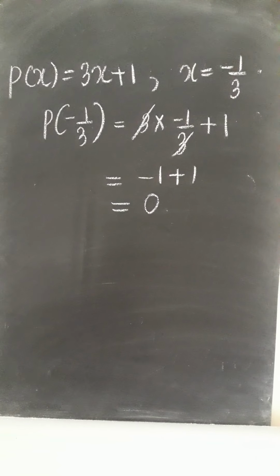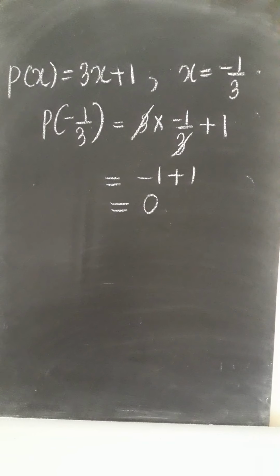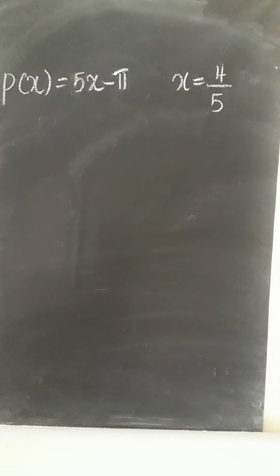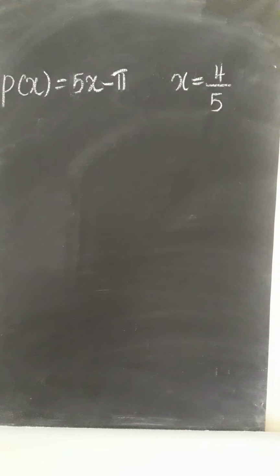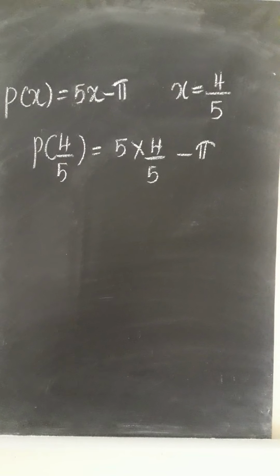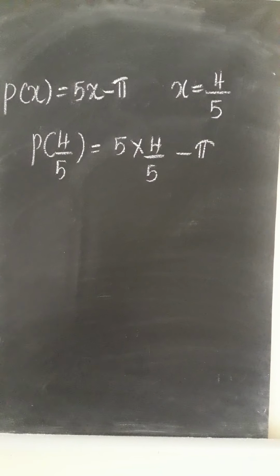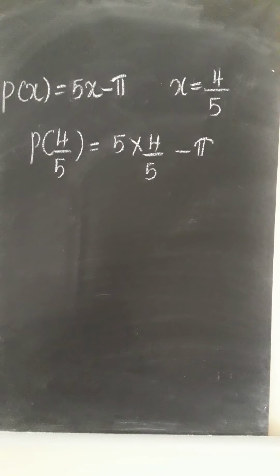P of x is equal to 5x minus pi. And you have to check whether 4 by 5 is a 0 or not. So at first you calculate what is the value of P of 4 by 5. Okay. What is P of 4 by 5? 5 into 4 by 5 minus pi. So that we can cancel 5 and 5, isn't it?